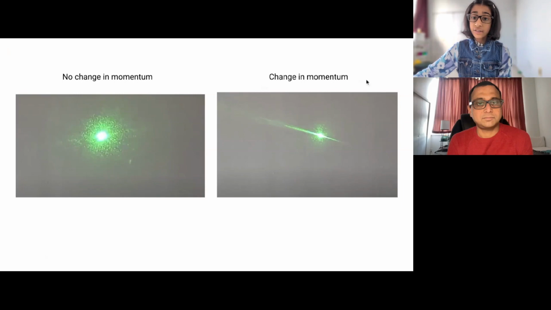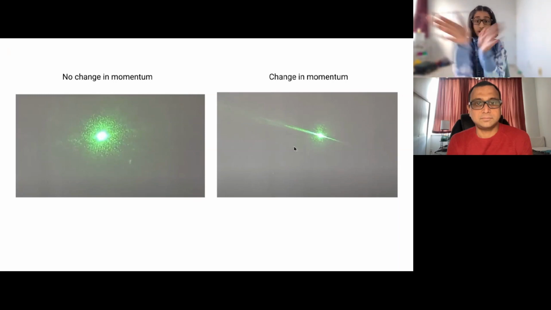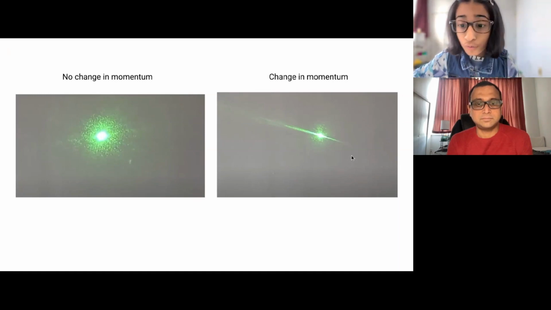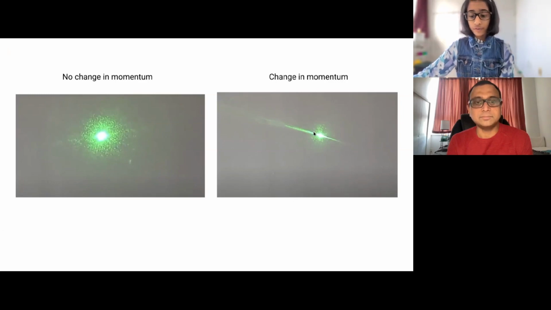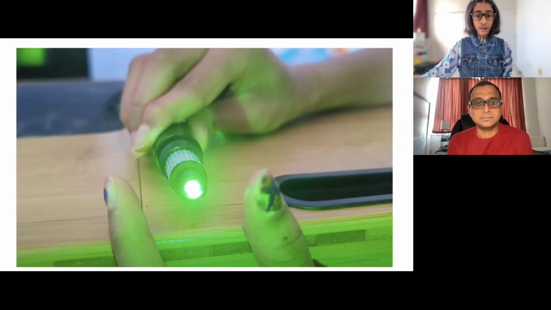But if there is the change in momentum, which is how it's supposed to be, instead of all of the photons hitting the same place over and over again and making the circle like this, they hit everywhere like this. So the light spreads horizontally on the wall. So that's why this is happening, because the momentum is changing.